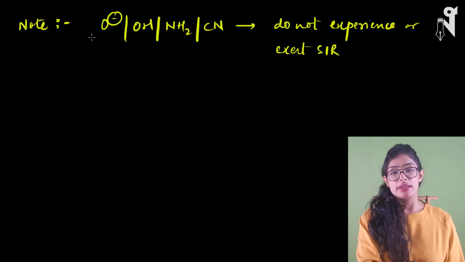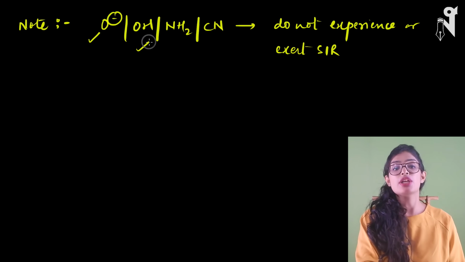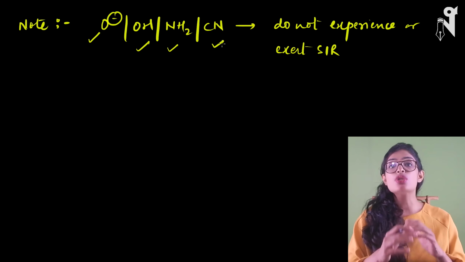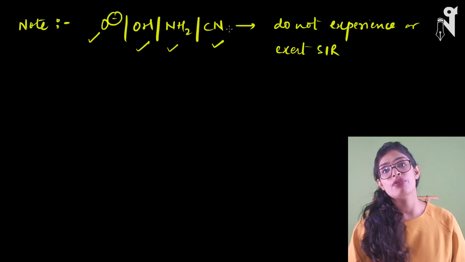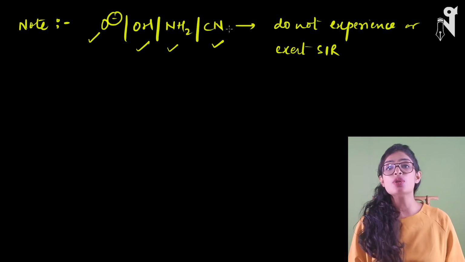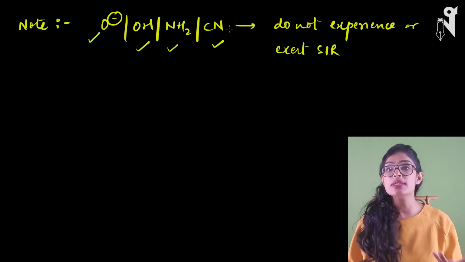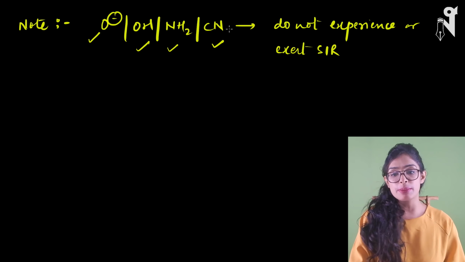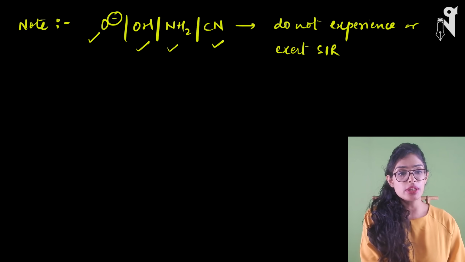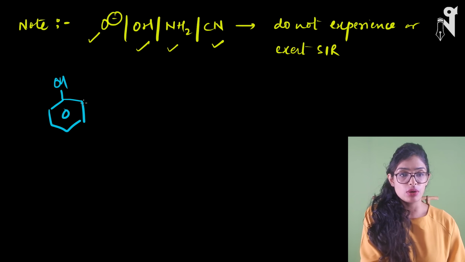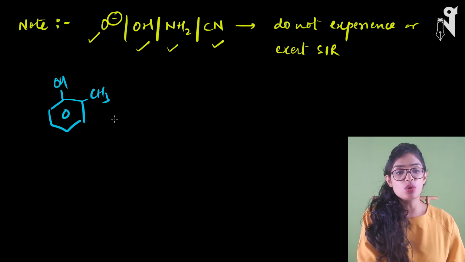Presence of O minus, OH, NH2 or CN does not cause steric inhibition of resonance. Basically, if these groups are present on the ortho position with some other group, they will not cause steric inhibition of resonance. Let me give you an example. If I have benzene with OH and then CH3 on the ortho position, no SIR here.